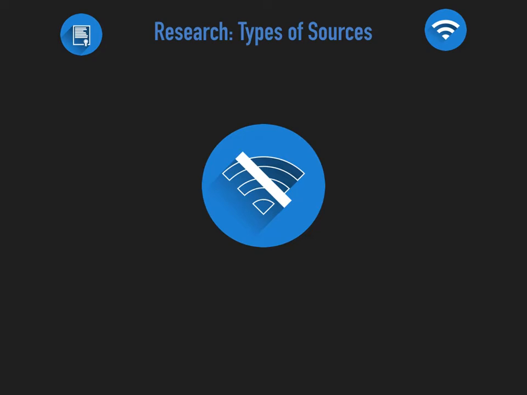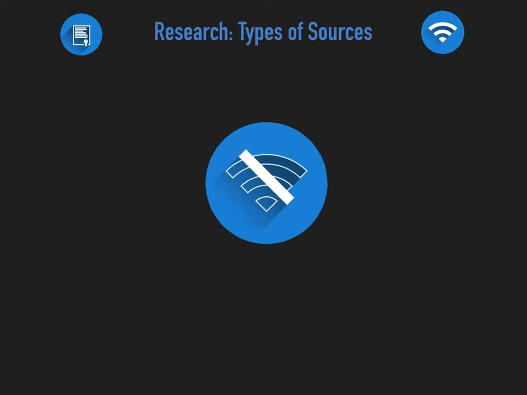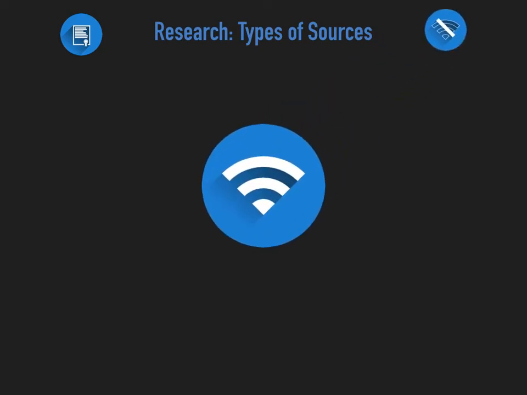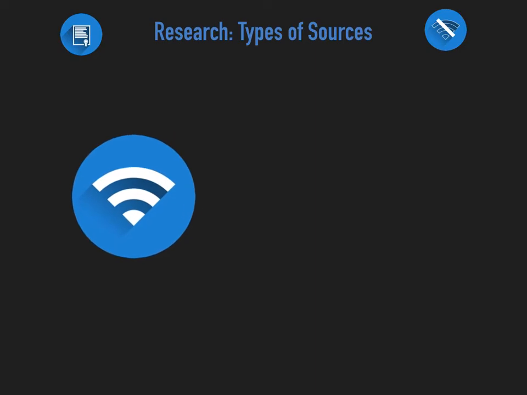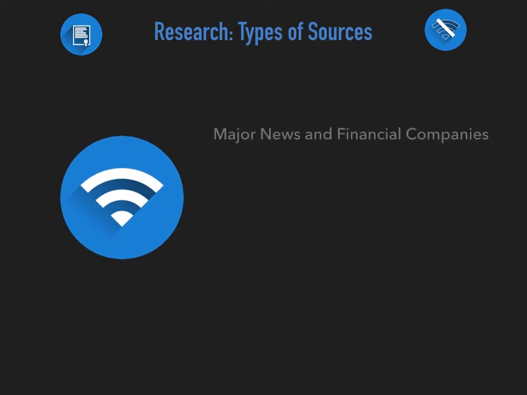However, the internet can provide some reliable sources as well, some of which are .com websites. First, there are many major news and financial companies that have .com websites that provide useful business and financial information. The New York Times, the Washington Post, CNN, and financial websites like Bloomberg and Forbes all have information that would be considered reliable. You can also find reliable information on governmental websites, the URLs of which will end in .gov.